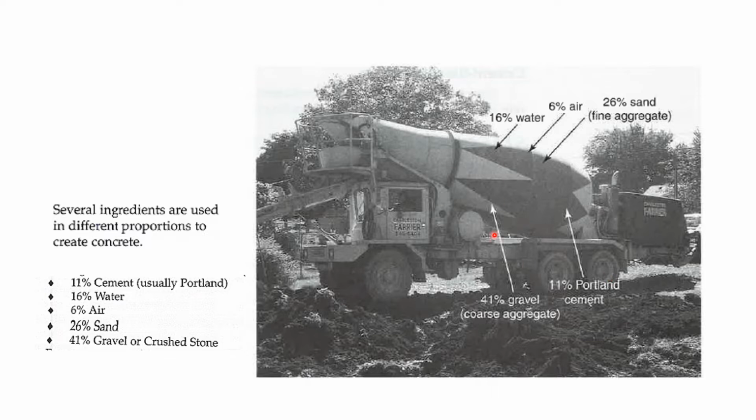Okay, just showing you a picture, and you can see the ingredients and the percentages, so they're used in different proportions to create the concrete. This is just a mixer. We put 11% Portland cement, then 16% water, and we've got air too, 6%. This is very important. We're going to add 26% sand, which we call fine aggregates, and 41% gravel, which we call coarse aggregate.